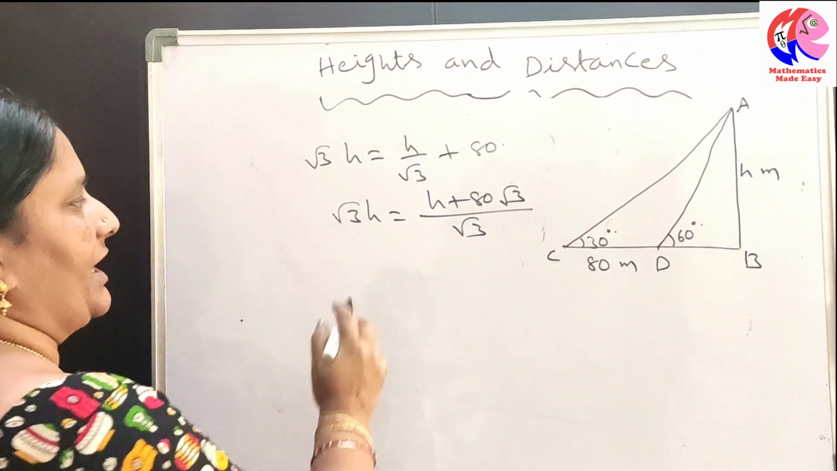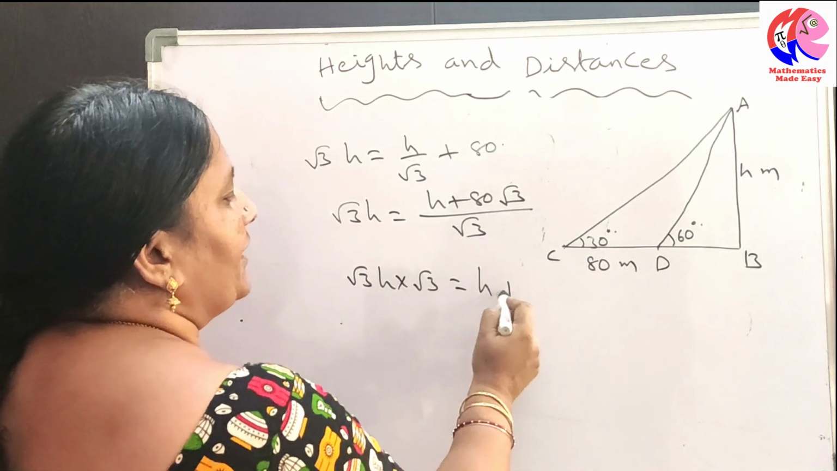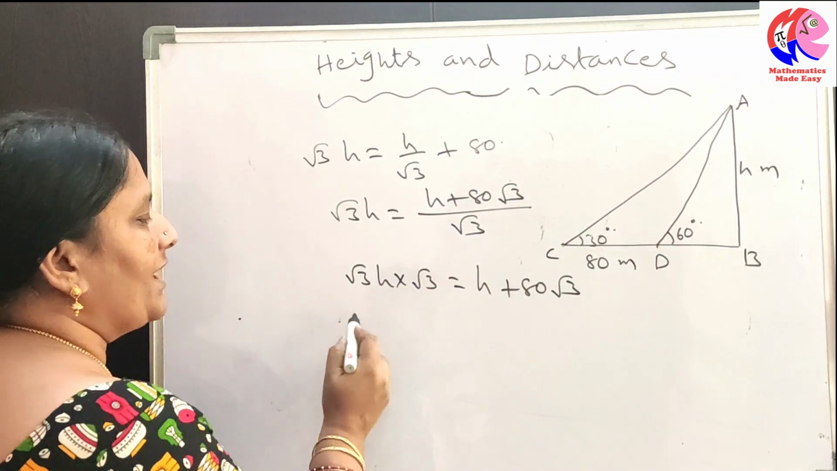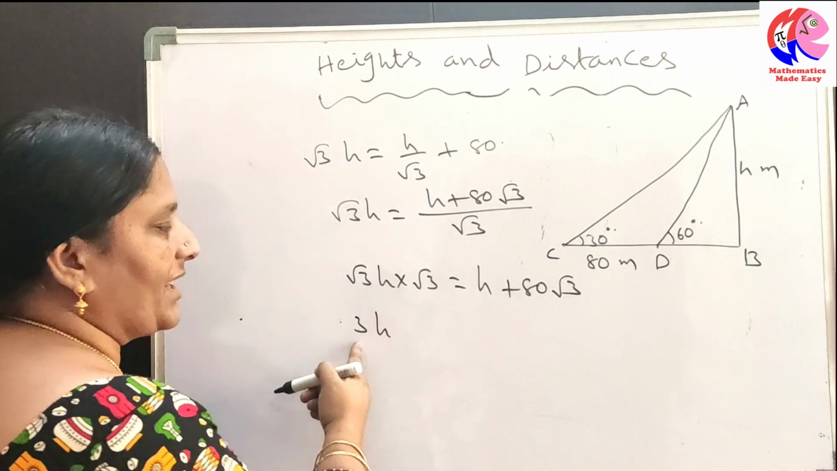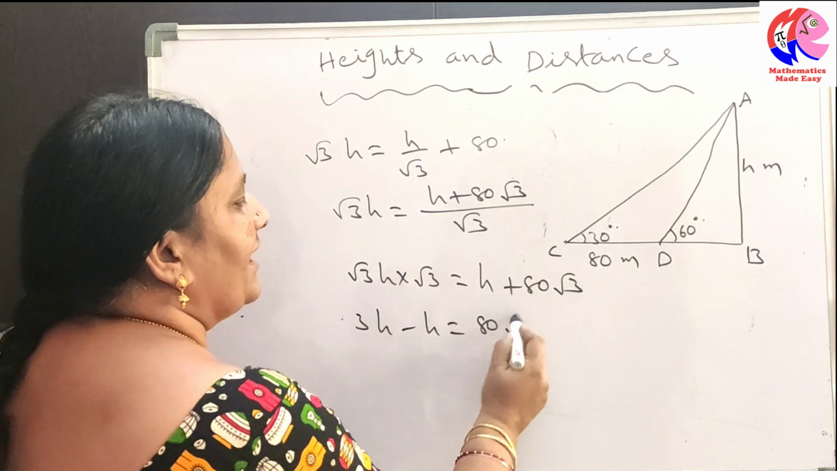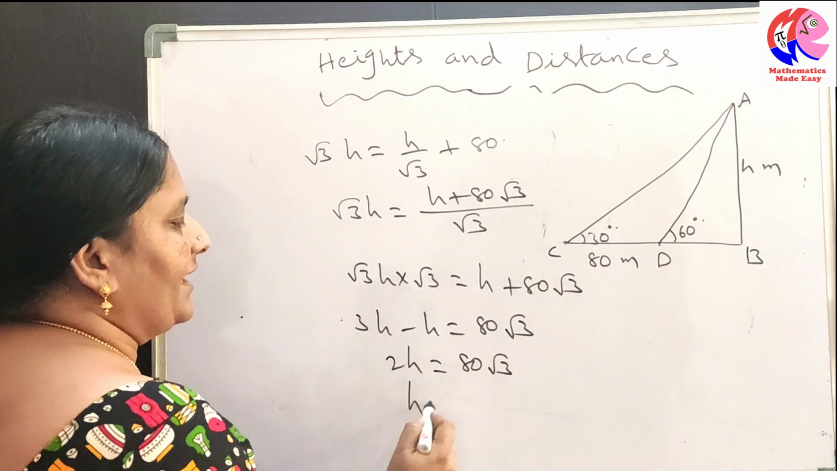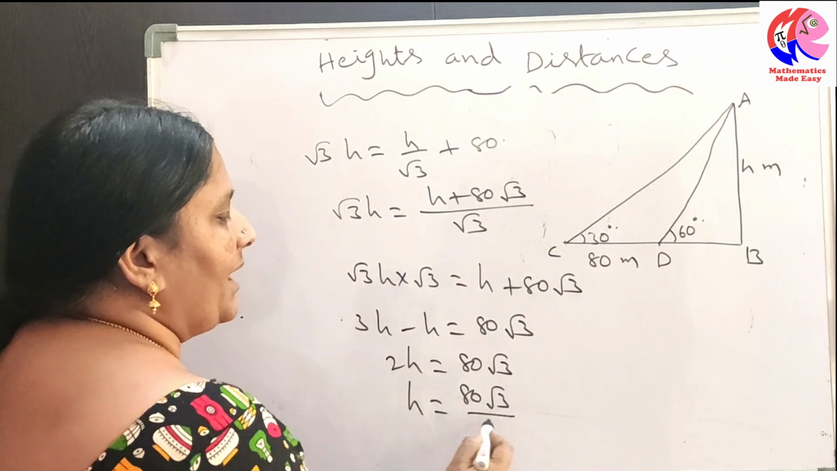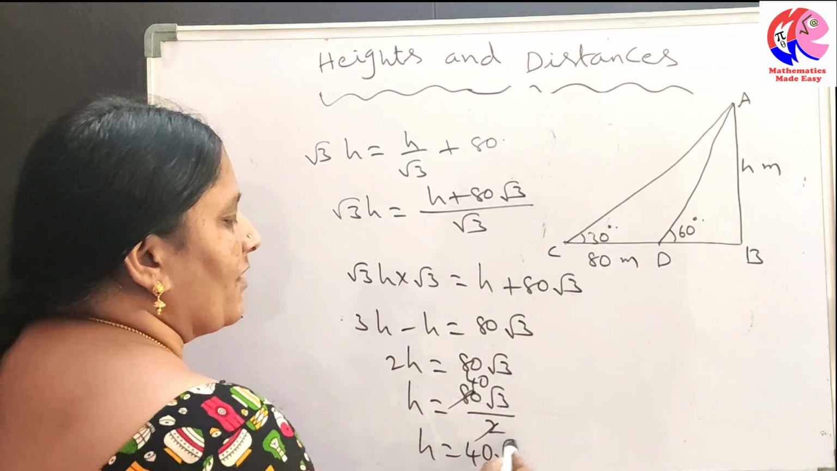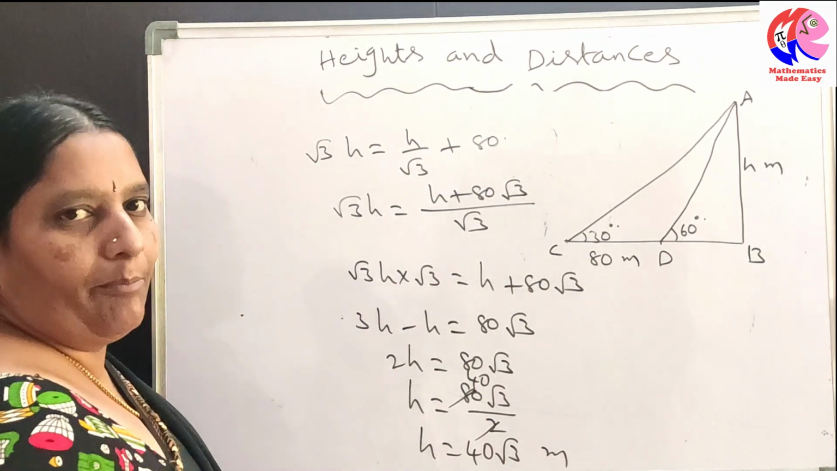After cross multiplication, root 3 h into root 3 is equal to h plus 80 root 3. Now bring h to LHS, we get 3h, since root 3 into root 3 becomes 3. Bring h this side, 3h minus h equal to 80 root 3. Then 2h is equal to 80 root 3. h is equal to 80 root 3 by 2. Cancel 2 table in this, 40 times. h value is equal to 40 root 3 meter. So the height of the tower is equal to 40 root 3 meter. Thank you.